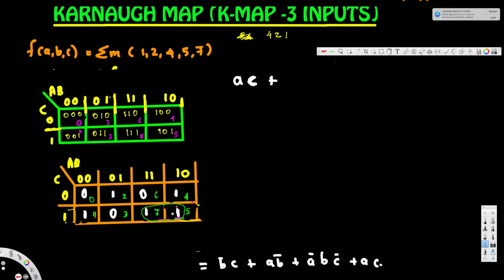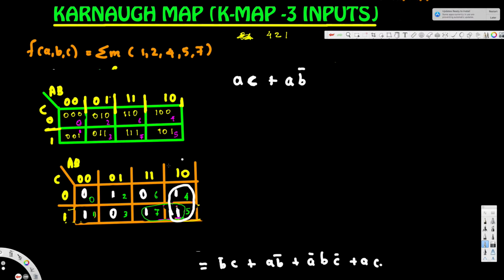And then if you look at this one, A and B are not changing. So A, we can keep as it is, but B is 0, so we have to put a complement. And if you look at C, C has 0 and 1, so C is changing. We cannot write that one. We just leave it out. And let's look at this one.